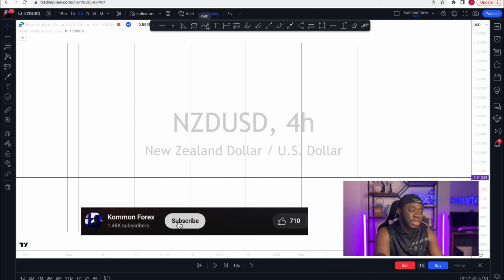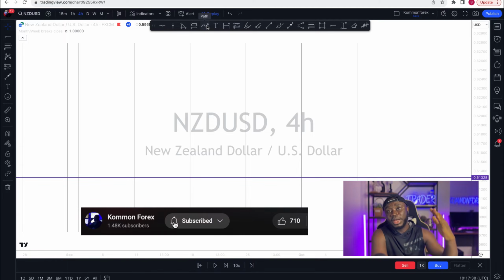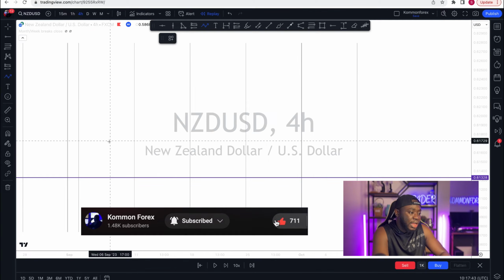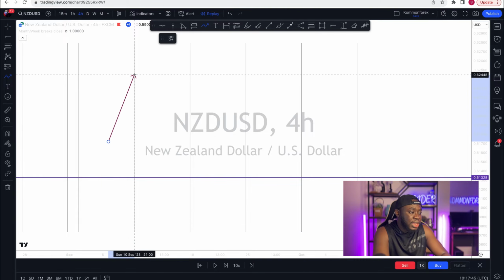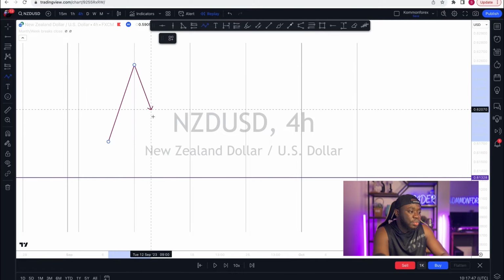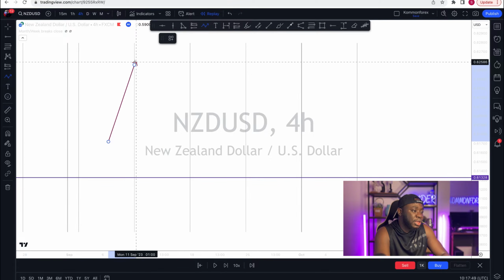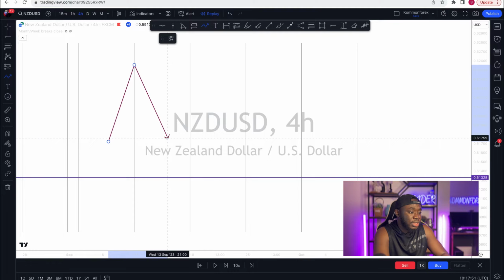What does a resistance mean? Like I said, price point beyond which the market fails to go any higher within a range. What does it mean? Now let me give you a high. If you don't know what a high is, any turning point which is formed at the top. So this turning point we have up here is what we call a high. Any turning point you have at the top is called a high.